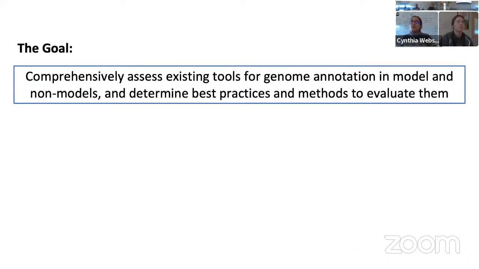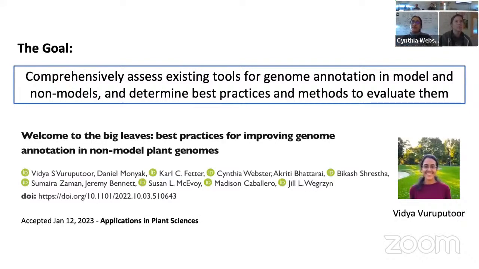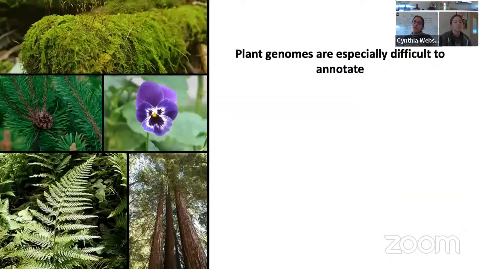The goal for our first paper was to comprehensively assess existing tools for genome annotation in model and non-models and determine the best practices and methods to evaluate them. You can read more about the methods and how we went about this in our paper, Welcome to the Big Leaves.